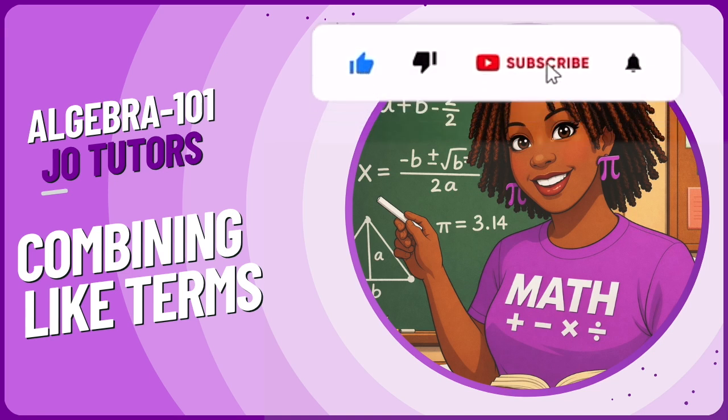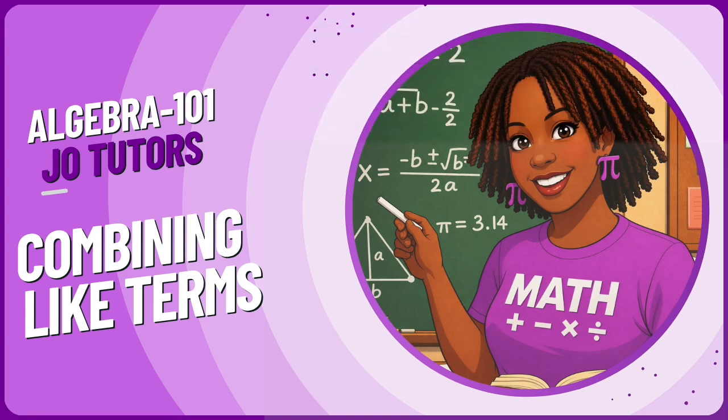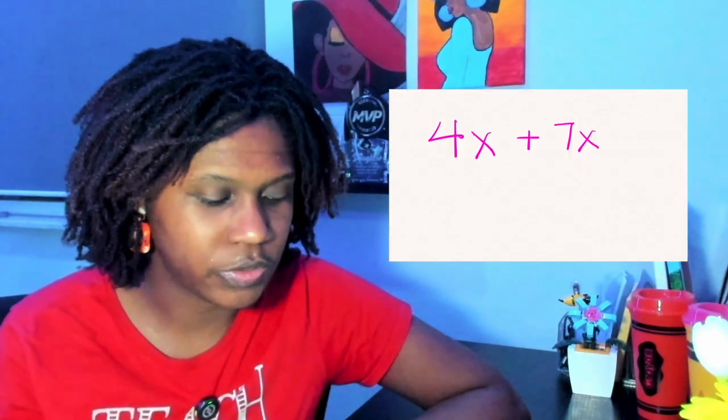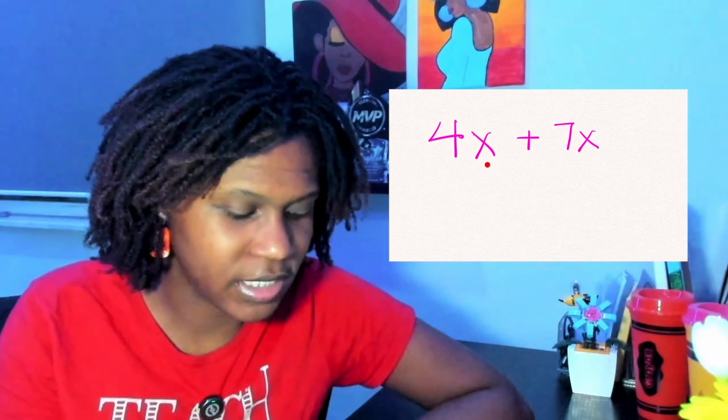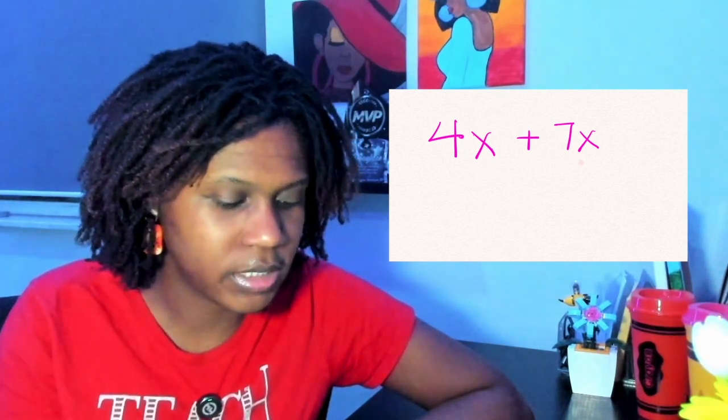Today we're learning how to combine like terms. All right, brilliant people, let's break it down. The first thing you might be wondering is, what are like terms? What do you notice about these two terms? They both have an x. Like terms have the same variable raised to the same power.